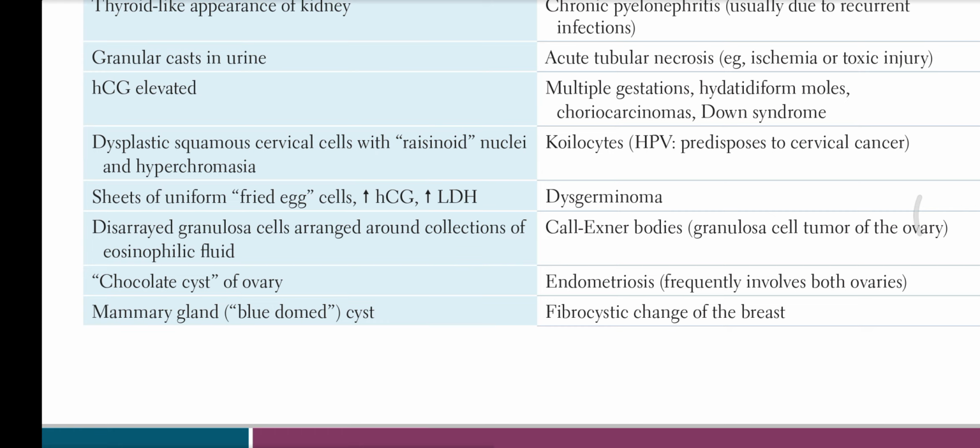Sheets of uniform fried egg cells. Increased HCG, increased LDH, that is dysgerminoma.